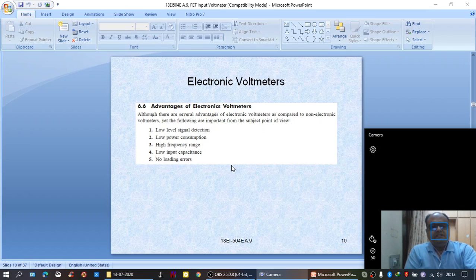Let us stop here, and within a few seconds we'll see a circuit used in commercial practice for an electronic voltmeter, and we'll try to analyze the circuit. Stay for a while.